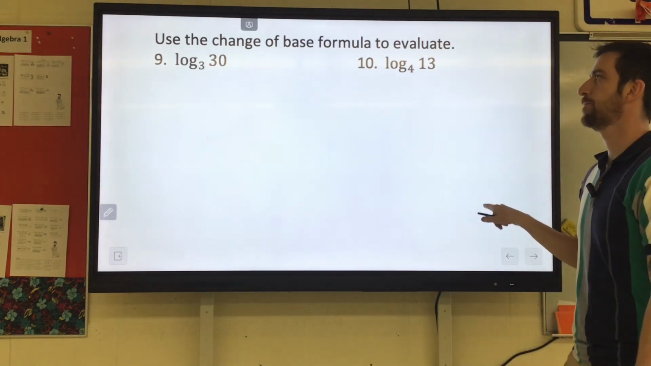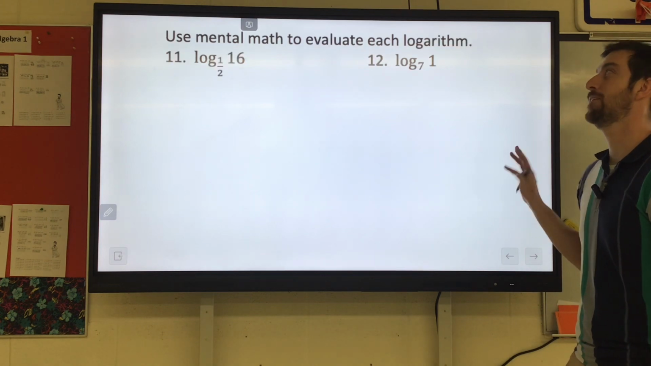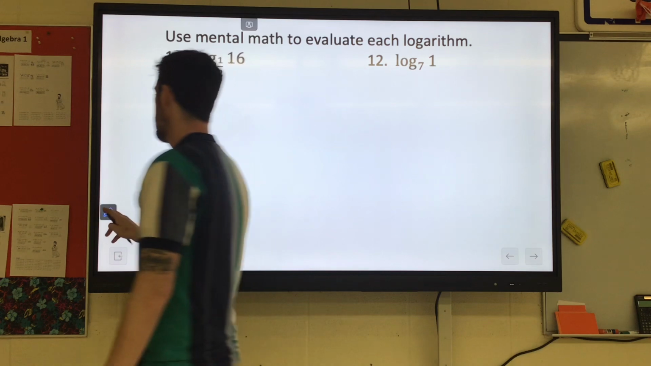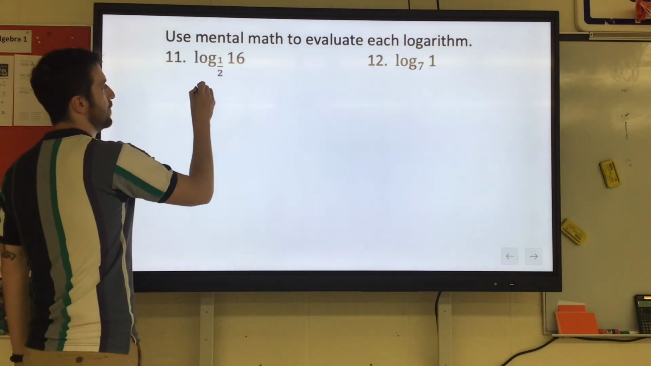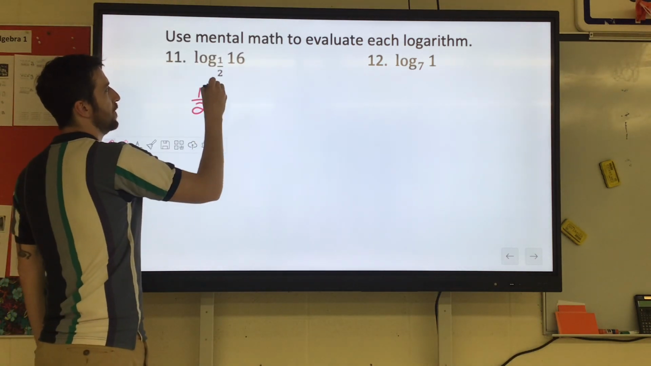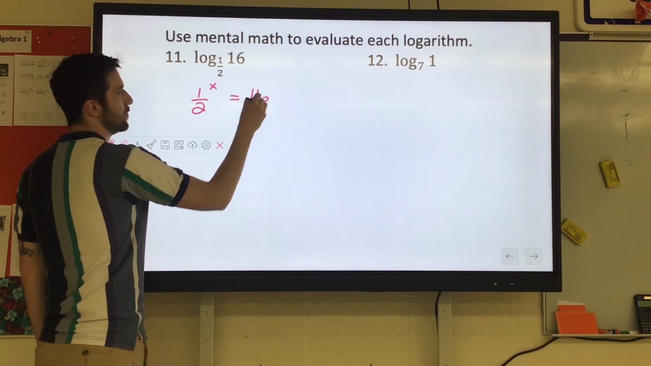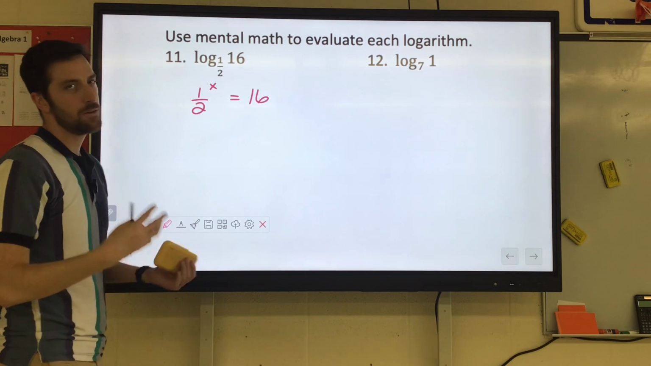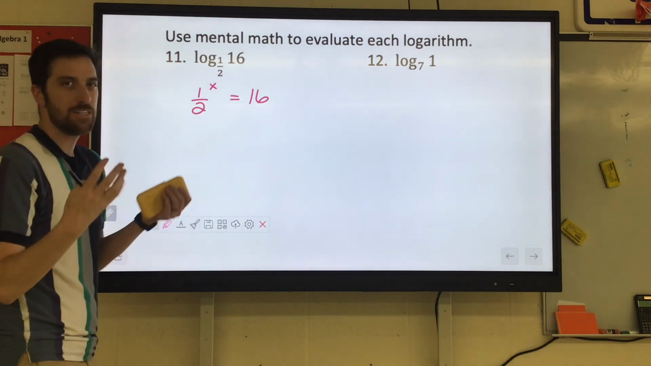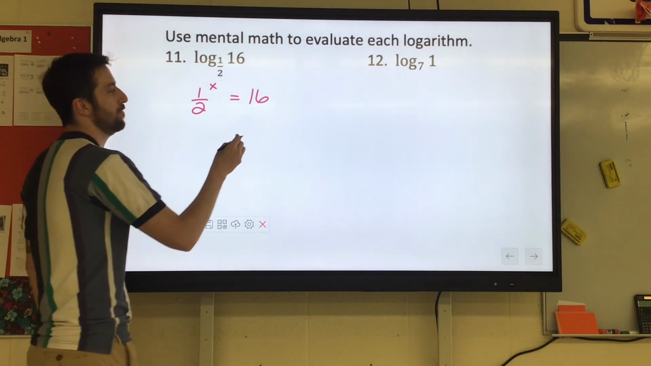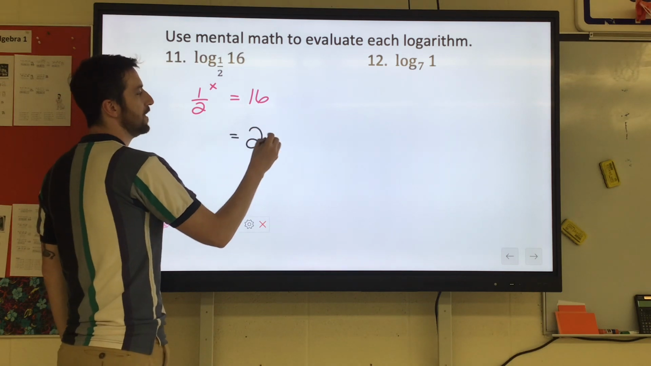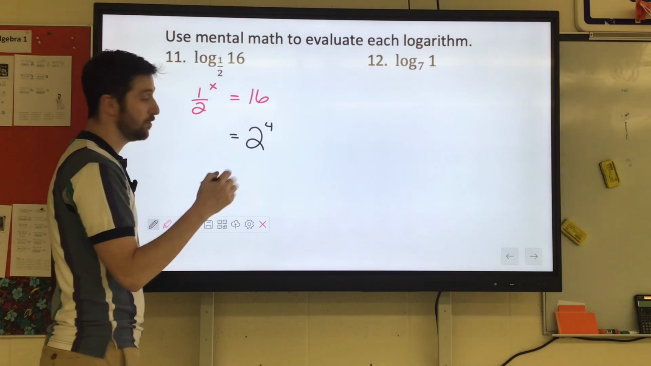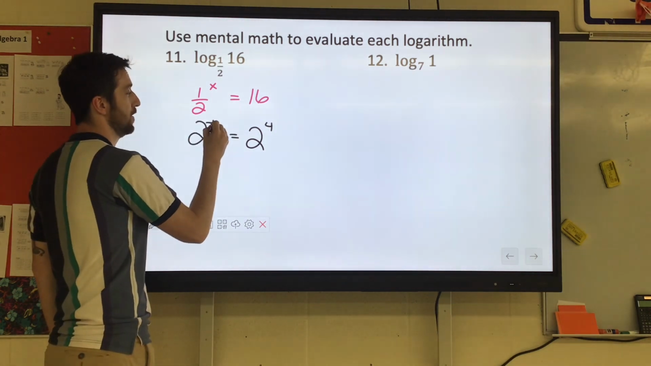All right, cool. Now it wants us to use some mental math to evaluate. So again, we're trying to figure out 1/2 to the something power will give us 16. So what we can do is we can change them to get a common base. The last one we couldn't do that. It was change of base. We couldn't get a common base. But these could both have a base of 2. Like 16 is 2 to the 4th power. 1 over 2 is just 2 to the negative 1st power.